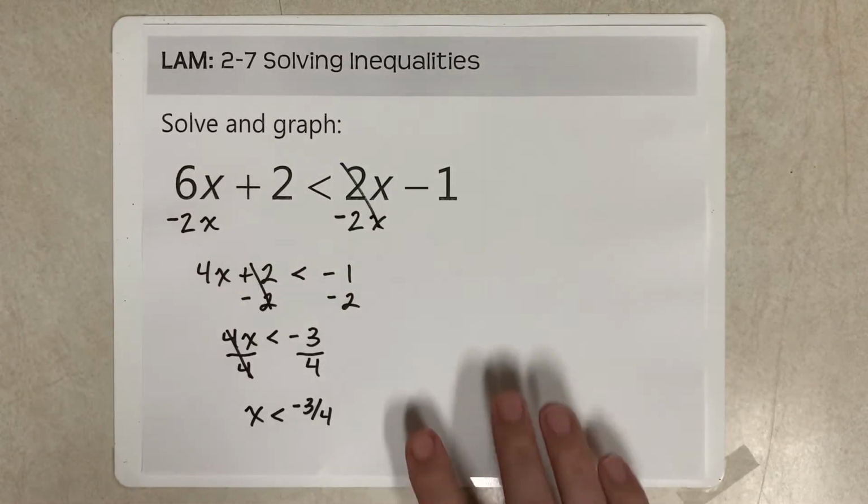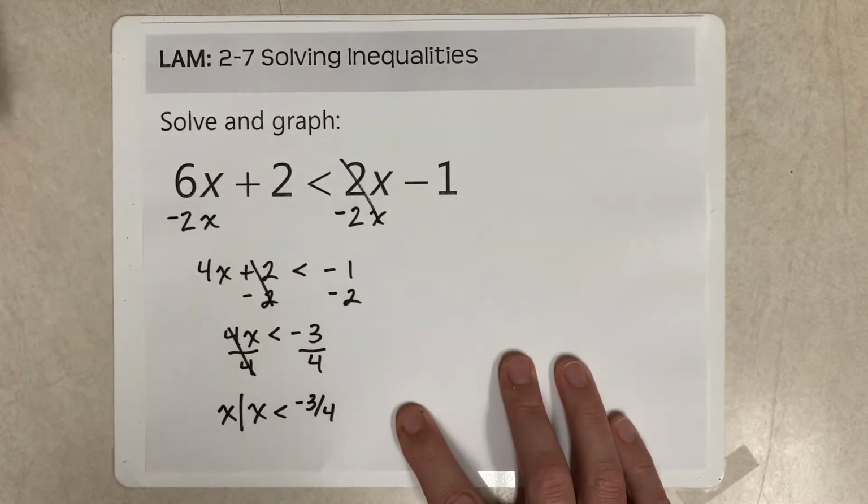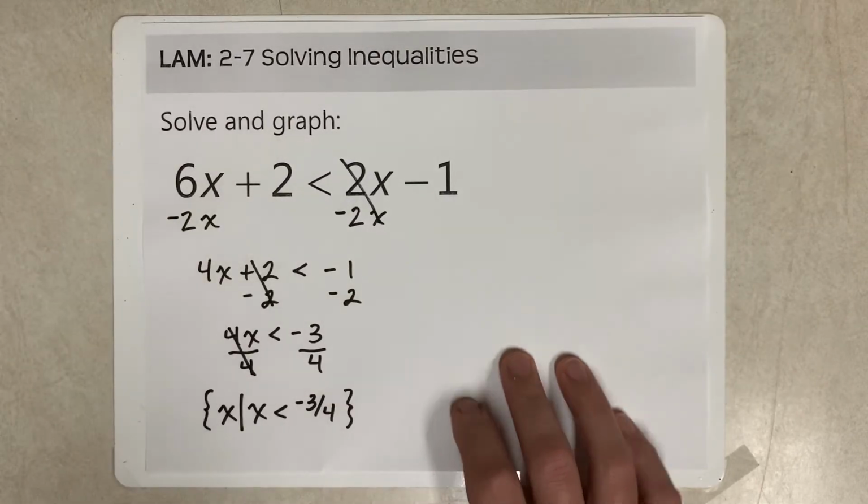So now, to write my set builder notation, just put a little line there with the variable right next to it, and close it up with some curly brackets. It's a little easier way to do it.